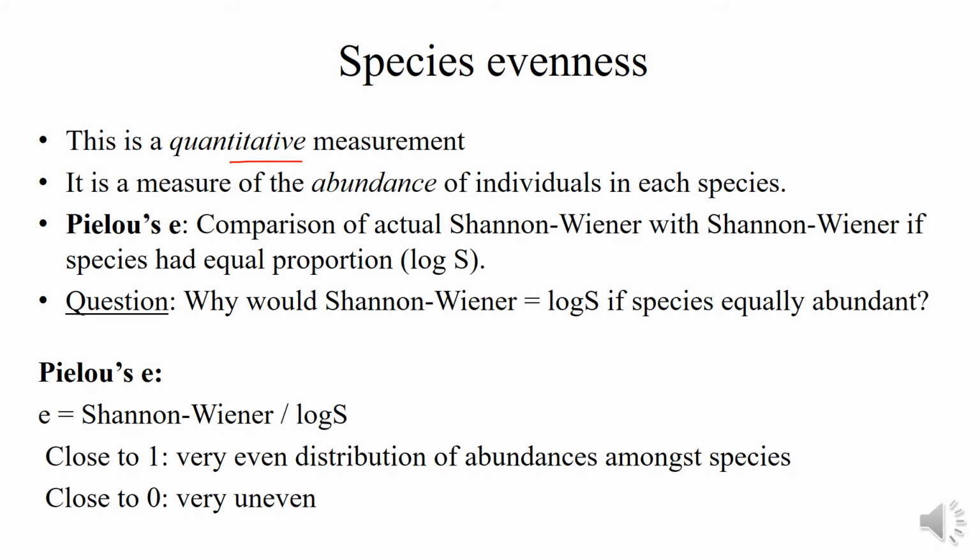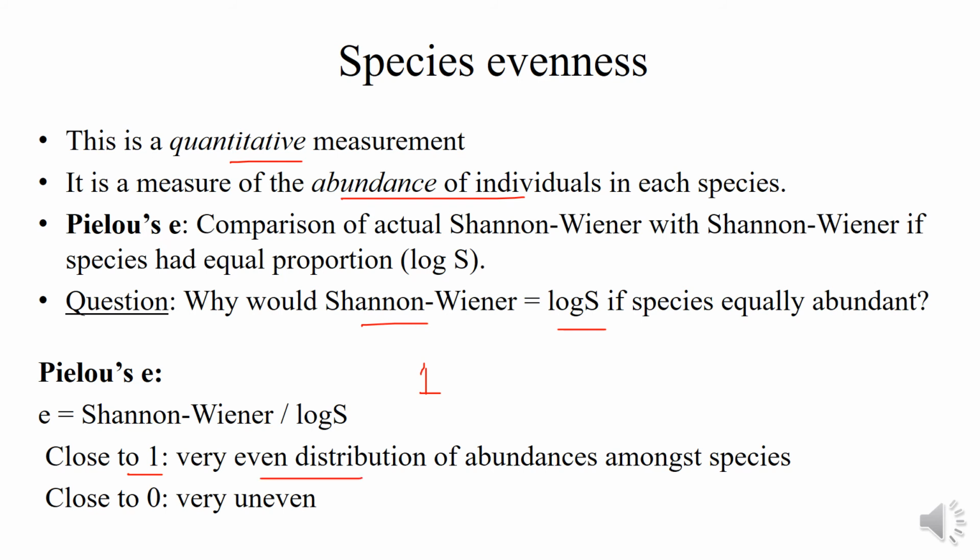You are measuring the number of individuals of each species, so it is a measure of the abundance of each species. And Pielou's evenness index is basically the Shannon-Wiener index divided by log of S. If your Shannon-Wiener index is equal to log of S, the total number of species, then your Pielou's evenness index is 1.